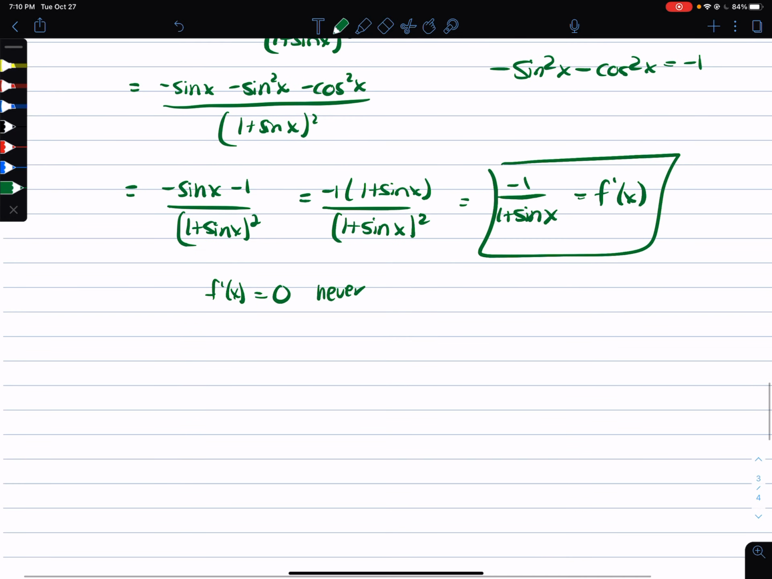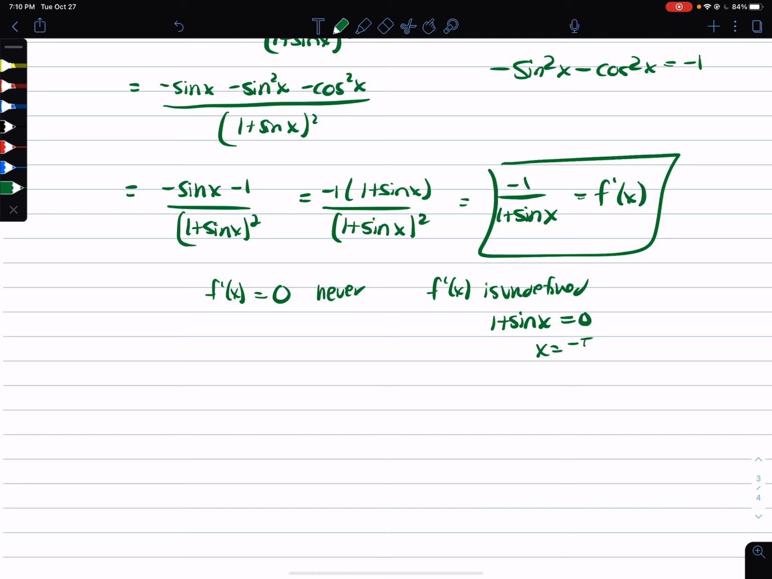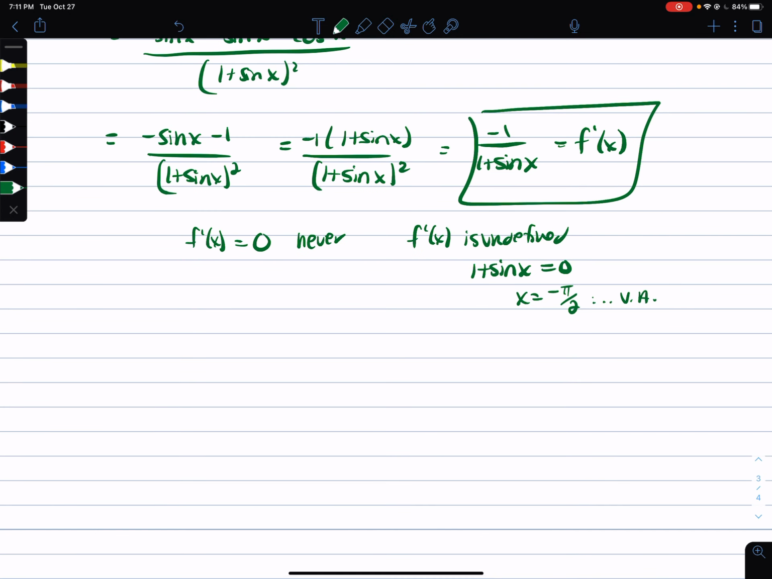But then we could see when our first derivative is undefined. So it's going to be undefined when that denominator is 0. And we already talked about that before, when 1 plus the sine of x was going to equal 0. That's going to happen at -pi/2. Now at -pi/2, we already said that was a vertical asymptote. So it's not going to be a critical point there, because we know that we can't even use that value. It's not in our domain to begin with. So it's not going to be a possible point of extrema.